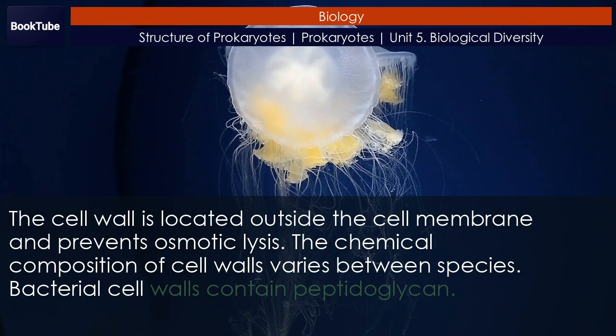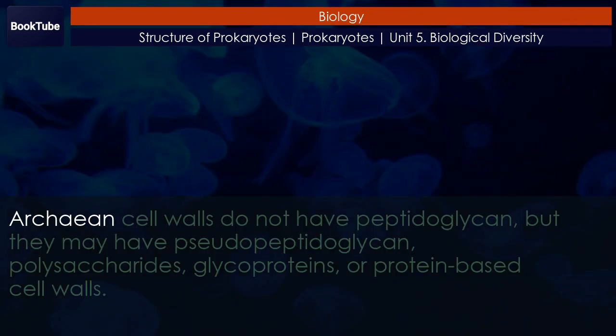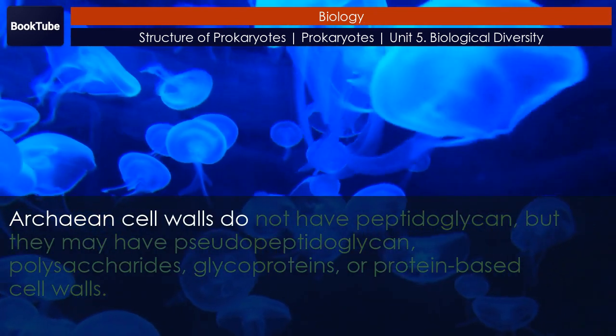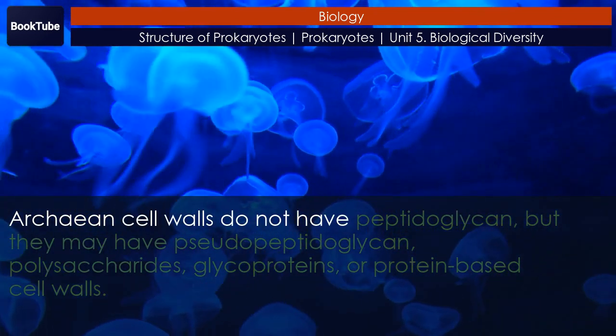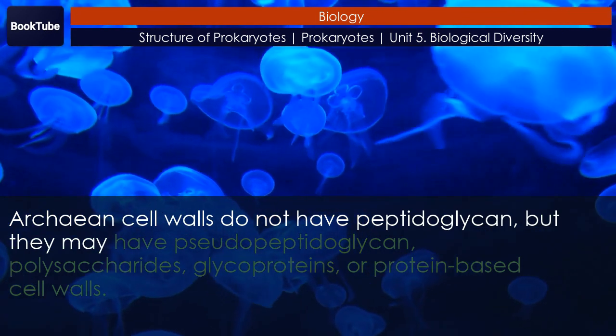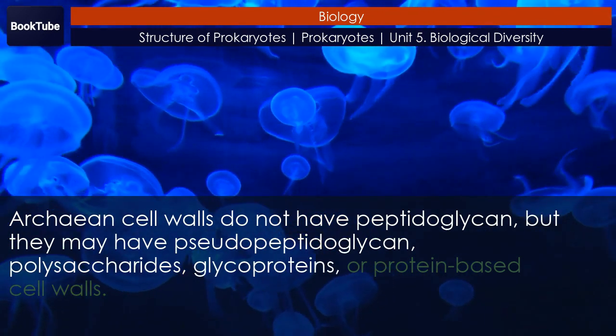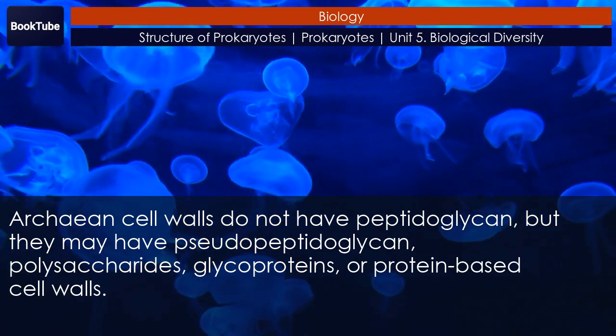Bacterial cell walls contain peptidoglycan. Archaean cell walls do not have peptidoglycan, but they may have pseudopeptidoglycan, polysaccharides, glycoproteins, or protein-based cell walls.